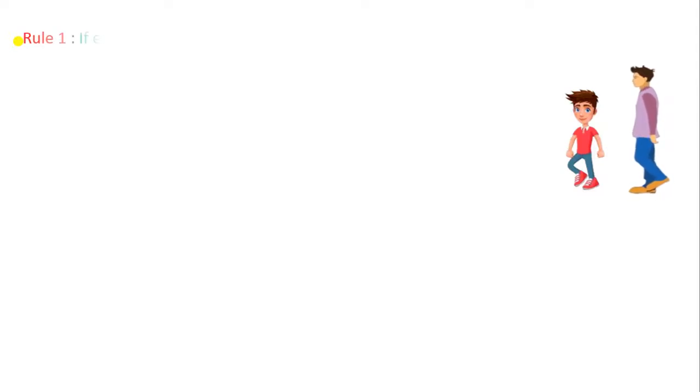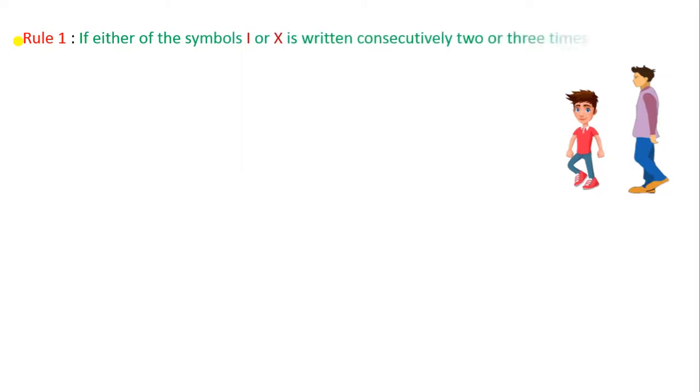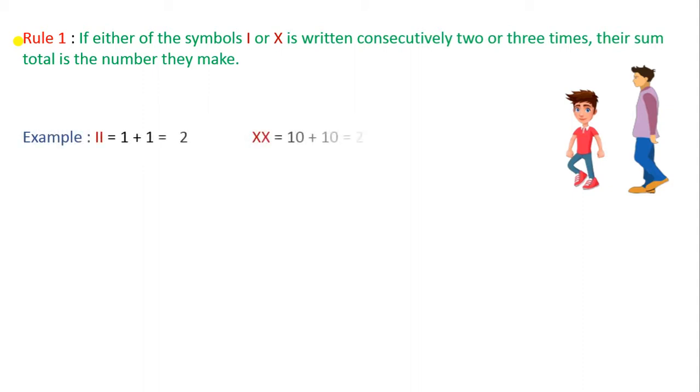Rule number 1: if either of the symbols I or X is written consecutively 2 or 3 times, their sum total is the number they make. For example, if we use I 2 times, and we know I is for 1, then 1 plus 1 is 2. Similarly, X, we know X is for 10, then 10 plus 10 is 20, and likewise 3 I's, that is 1 plus 1 plus 1, that is 3.